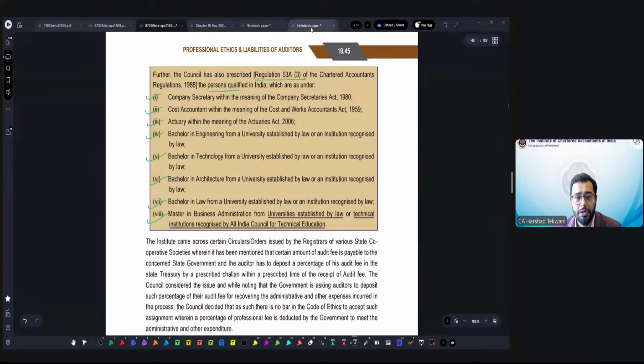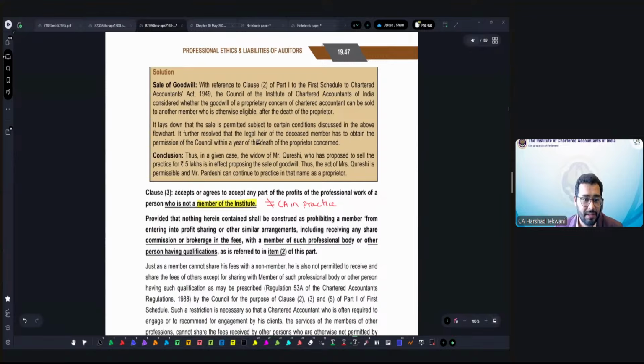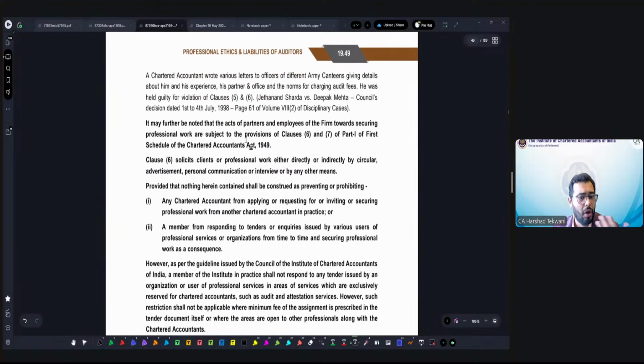Now one very important clause that we are going to discuss is clause number 6. I prefer to take clause 6 and 7 together because they are somewhat connected. So what does clause 6 talk about basically? Clause 6 says that if a chartered accountant in practice solicits clients or professional work, either directly or indirectly by circular, advertisement, personal communication, or interview, or by any other means which is not permitted to him, then he will be deemed to be held guilty of professional misconduct.